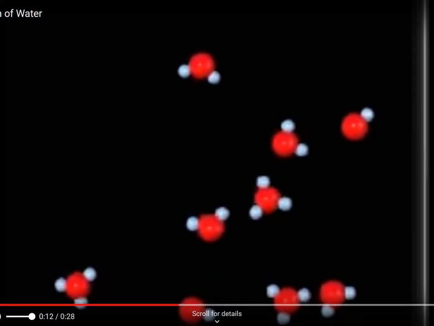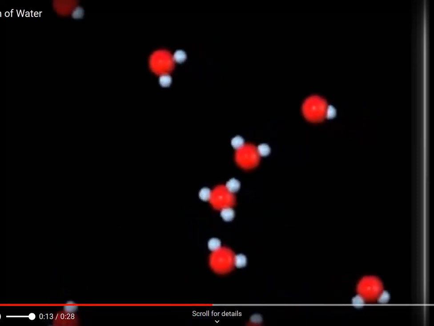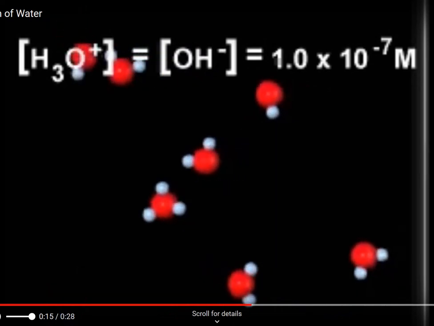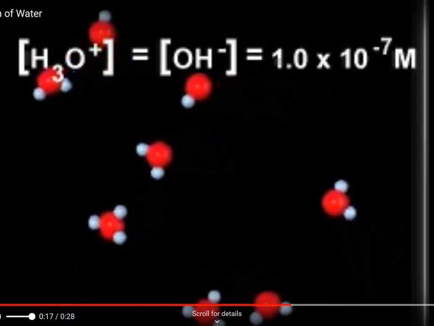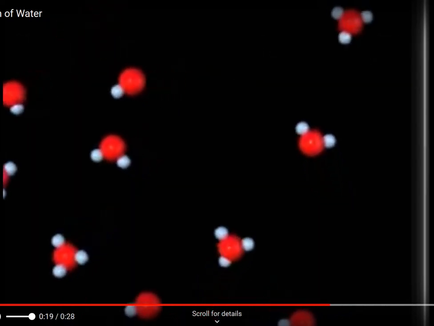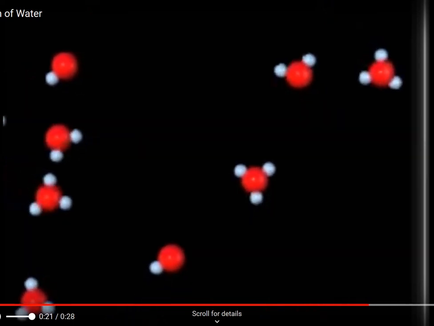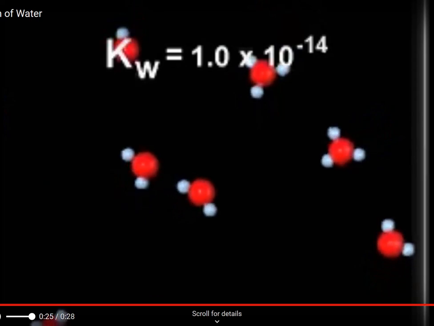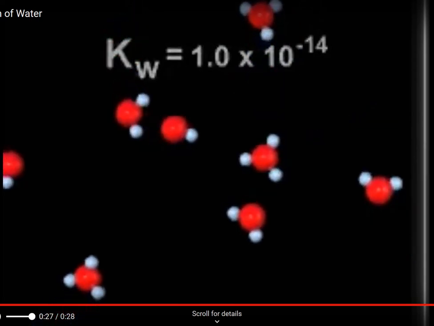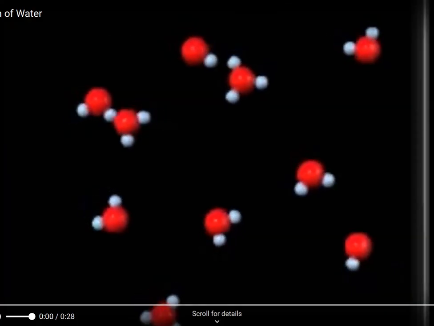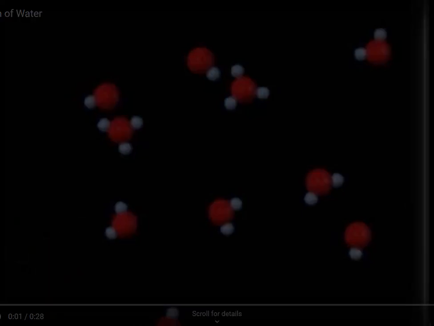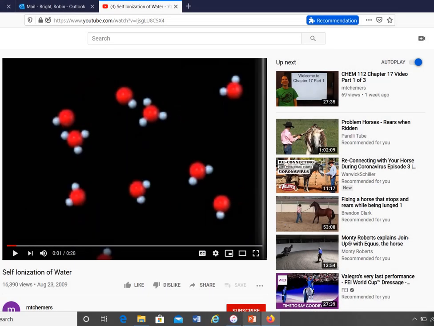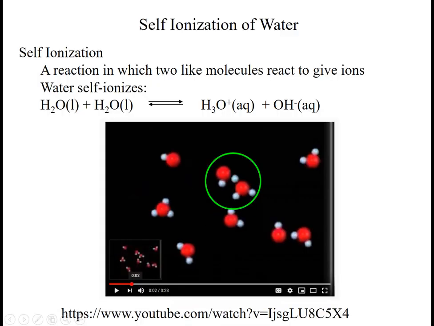Maintains a steady concentration of each of these ions at 1 × 10 to the -7th molar under neutral conditions. The product of these concentrations is the ion product constant for water, Kw, and is equal to 1 × 10 to the -14th at 25 degrees Celsius. Self-ionization. Okay, so that's showing that reaction there.